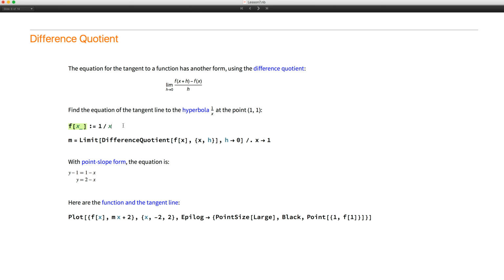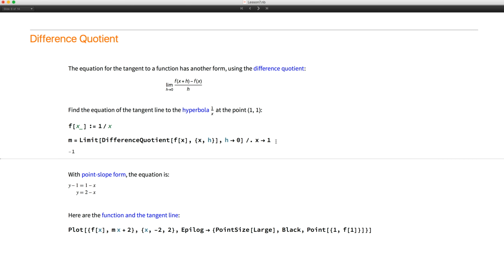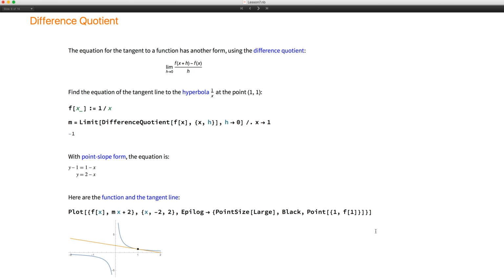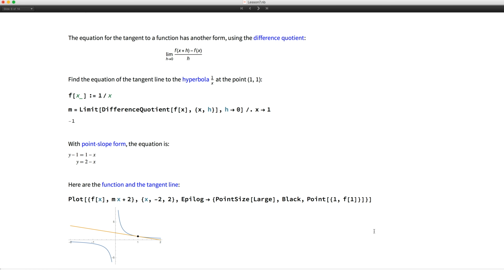So as an example, suppose f of x is 1 over x. You work out the slope over here, and you get negative 1. Now, once you've got the slope, what you can do is plug in and find the equation of the tangent line, and here you are. That is the correct tangent line at the point.